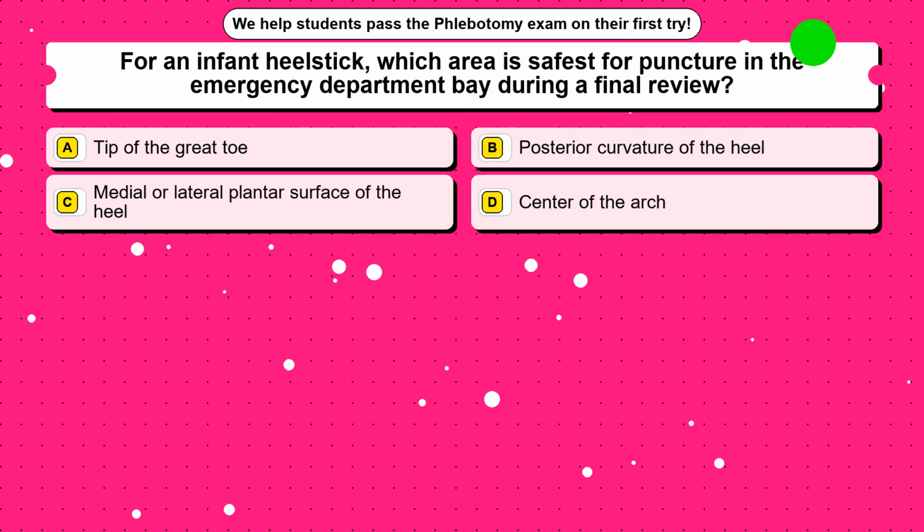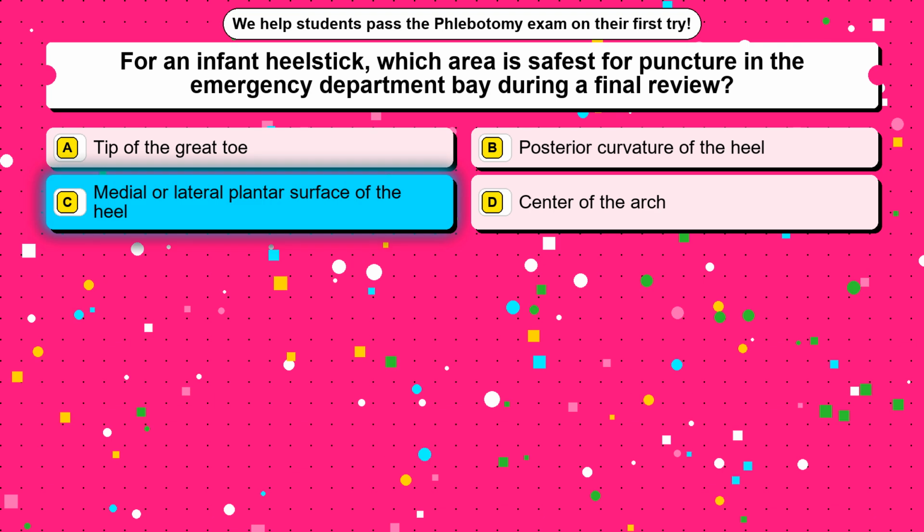Question 82. For an infant heel stick, which area is safest for puncture in the emergency department bay during a final review? Option A, tip of the great toe. Option B, posterior curvature of the heel. Option C, medial or lateral plantar surface of the heel. Option D, center of the arch.